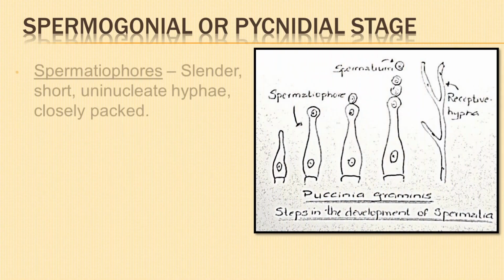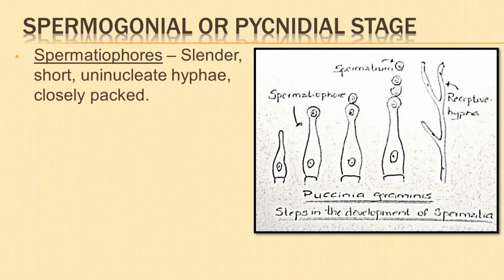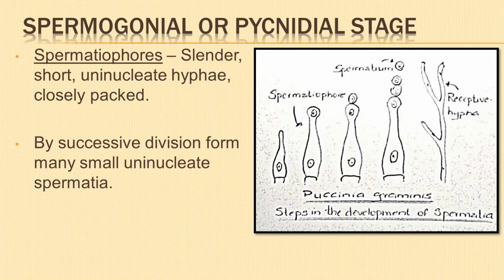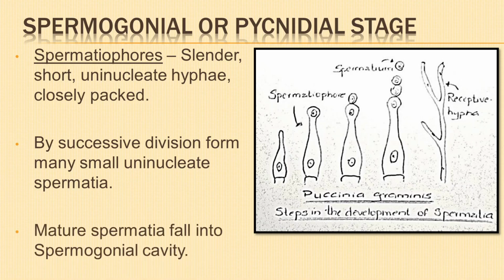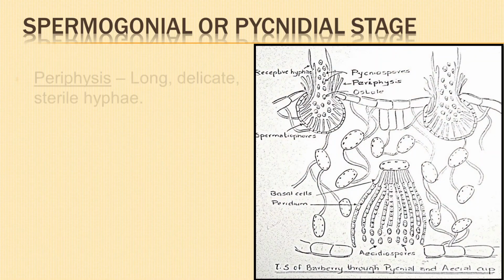Spermatiophores or pycnidiophores: numerous, slender, short, fine, uninucleate hyphae arise from the cells of the wall. They are closely packed and are called the spermatiophores. Each spermatiophore by successive division produces many small uninucleate spermatia or pycnidiospores at its tip. The spermatia, when mature, fall into the spermagonial cavity.